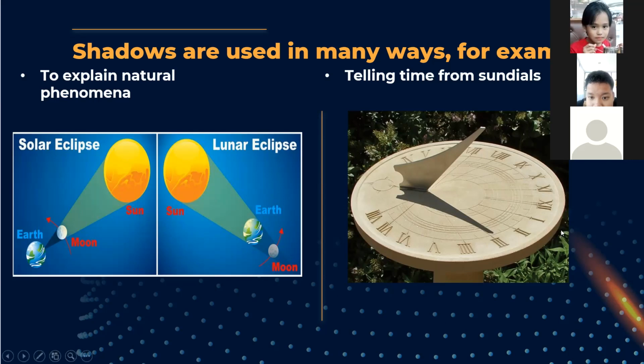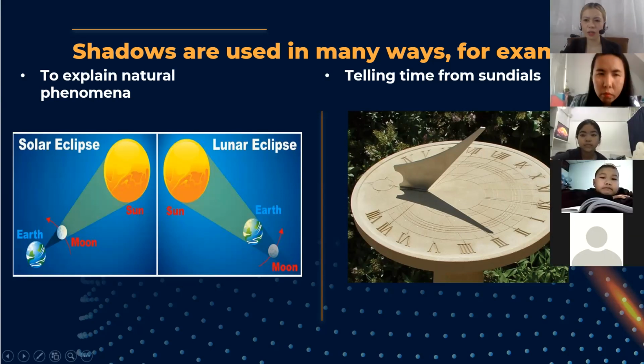By the way, the oldest known sundial was made in Egypt in 1500 BC, before the clock was invented. When there was no clock, they made use of sundials. How do they use this one? They make use of the shadow. So this sundial is pointing to 3. So it's 3 p.m. already.